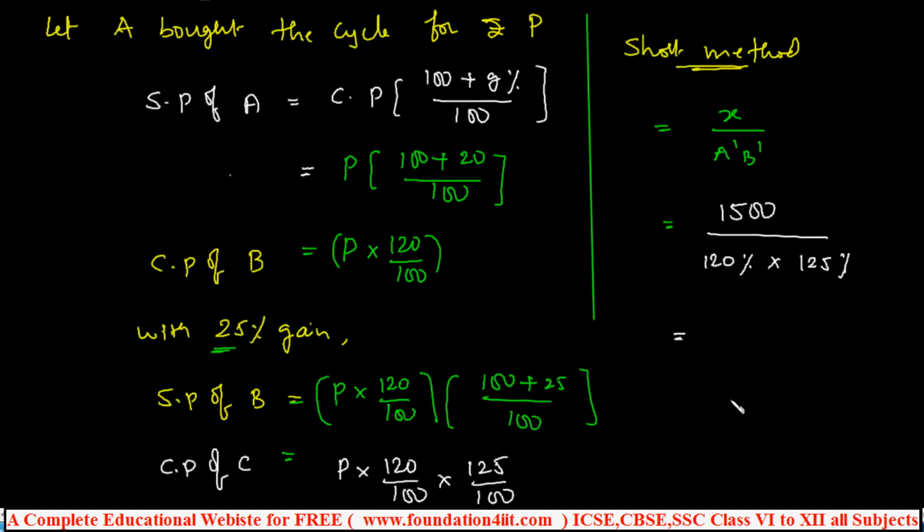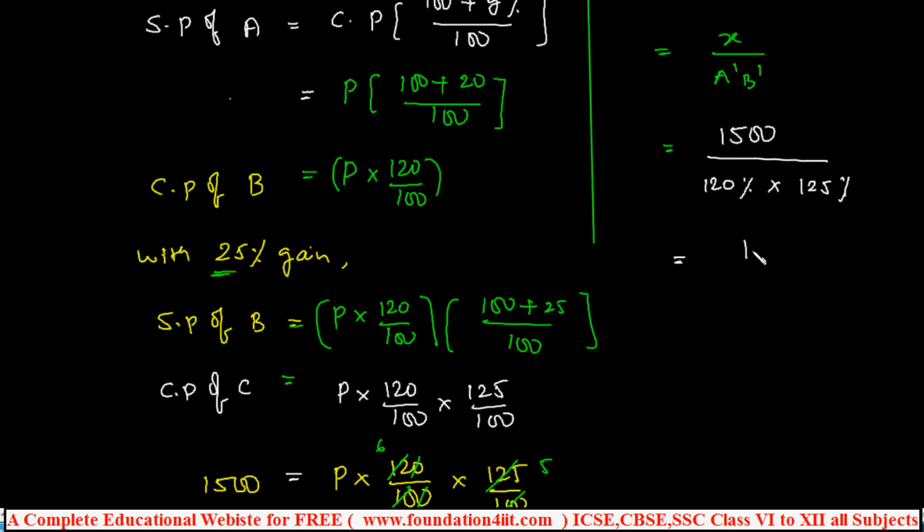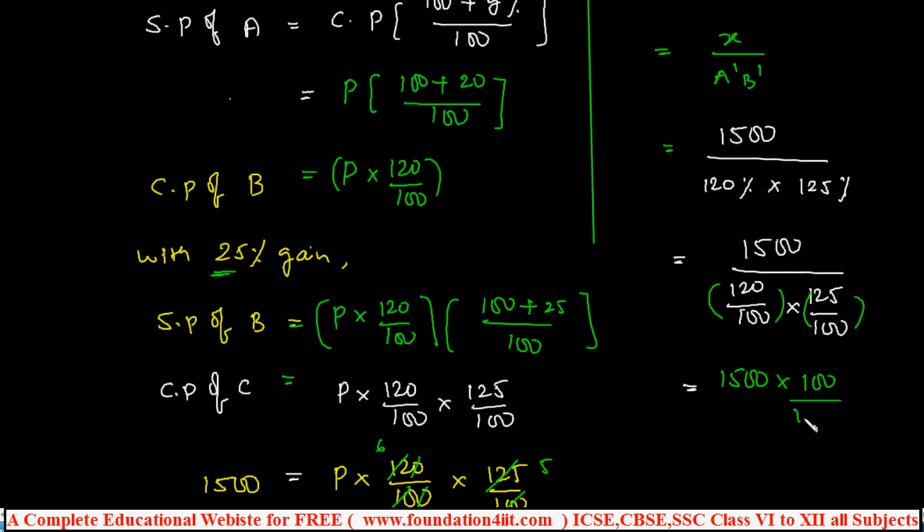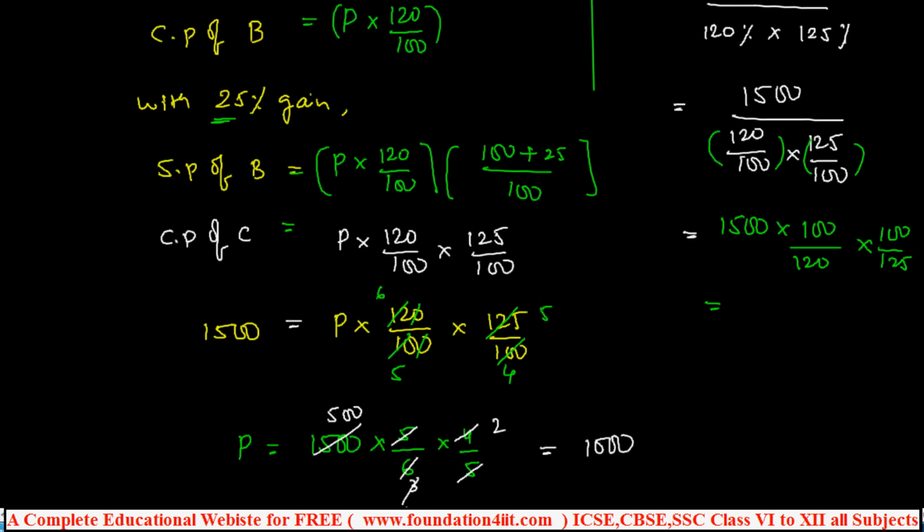This you can calculate now. So 1500 by 120 percentage, so 120 by 100, and 125%, 125 by 100. We can calculate this now to get the answer. Okay, 1500, with 120 by 100 in the denominator place, we can take the numerator reciprocal. That is 100 by 120 into 100 by 125. This value you can simplify and get the answer there.